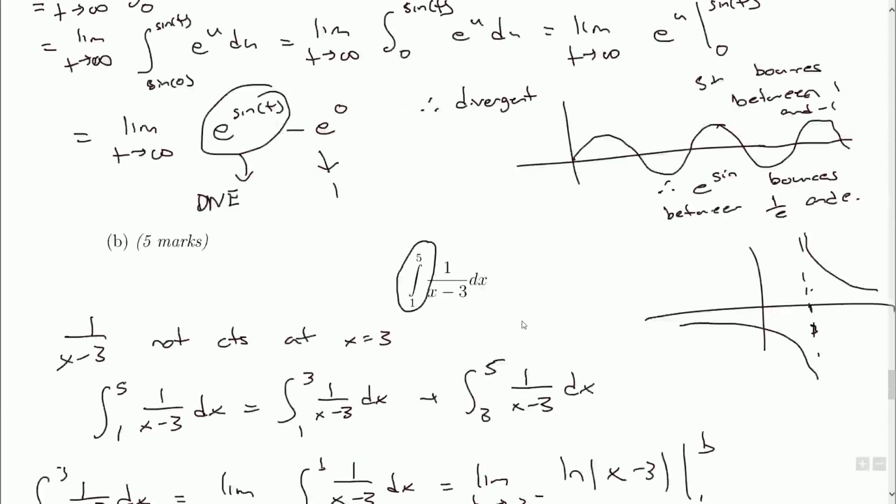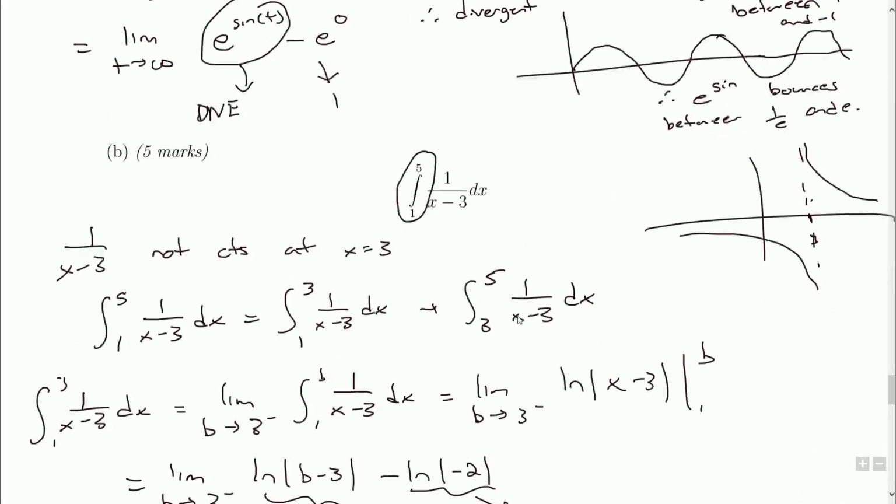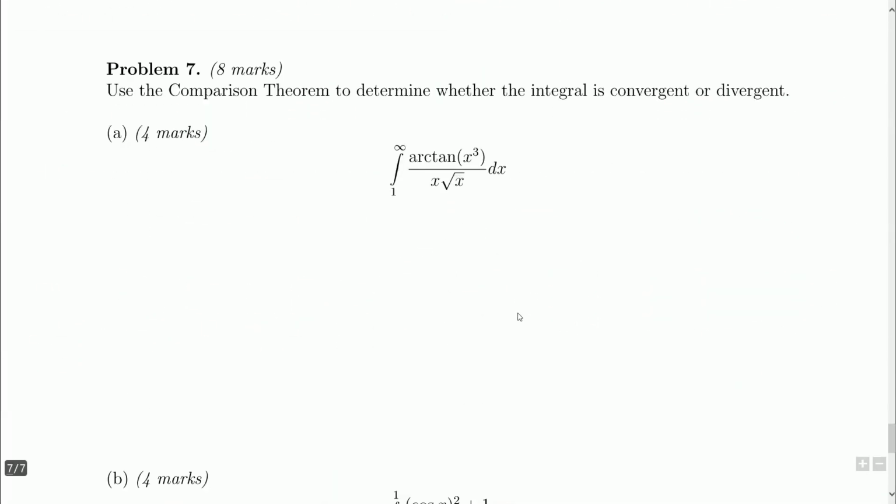And there we go. That finishes off question number 6, the type 1, type 2 integral question. And up next will be question number 7, and that's going to finish off the paper for us.